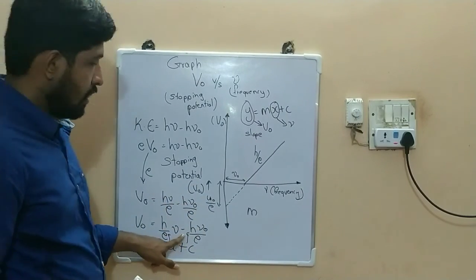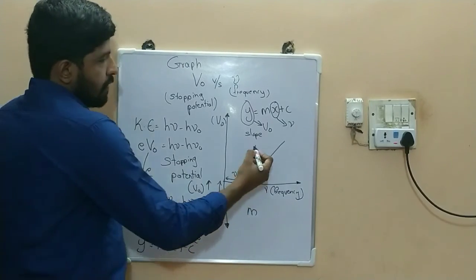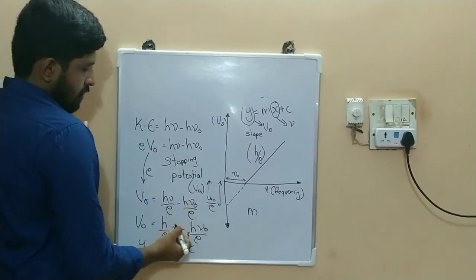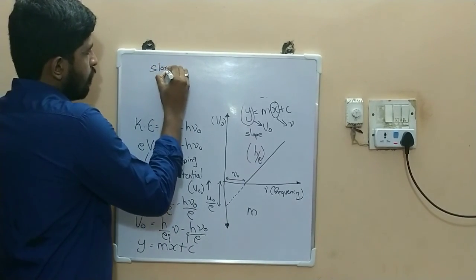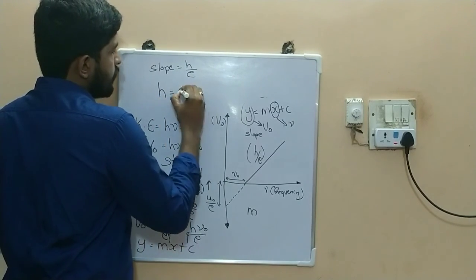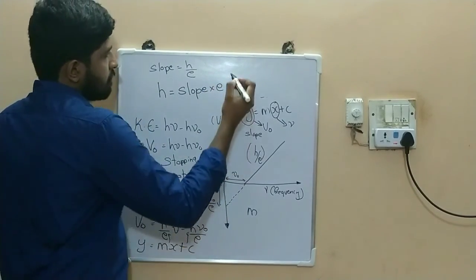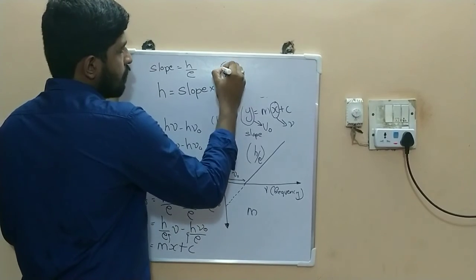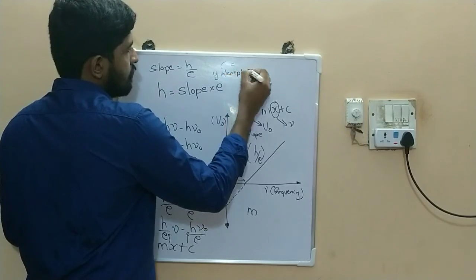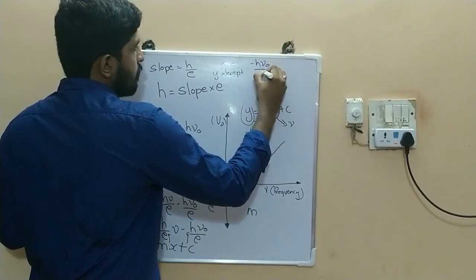Since this is negative, it is plotted along the negative y-axis. The slope of the equation will be h divided by e. So from this we can say the slope is equal to h divided by e. So Planck's constant h will be equal to slope into e. And also the y-intercept, which is equal to c, is equal to minus h nu 0 divided by e.